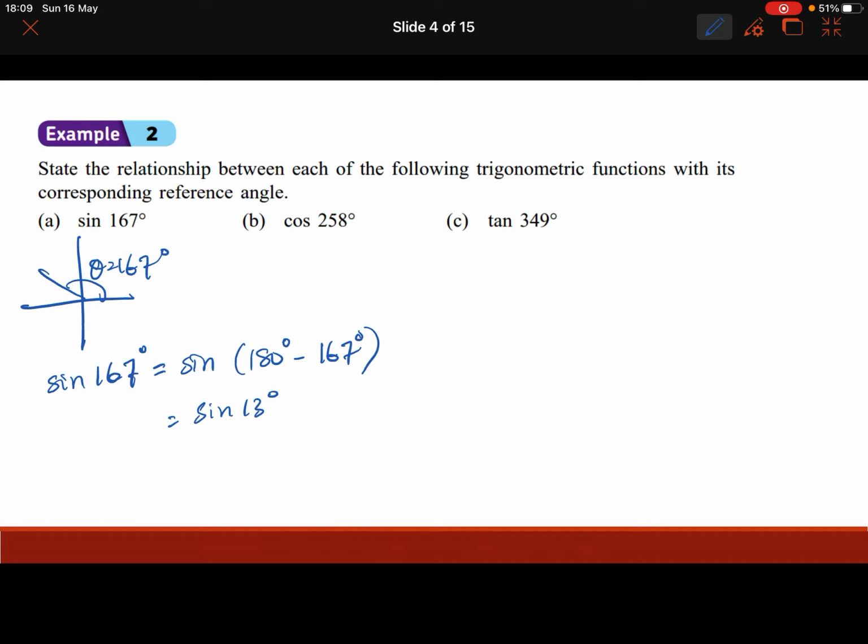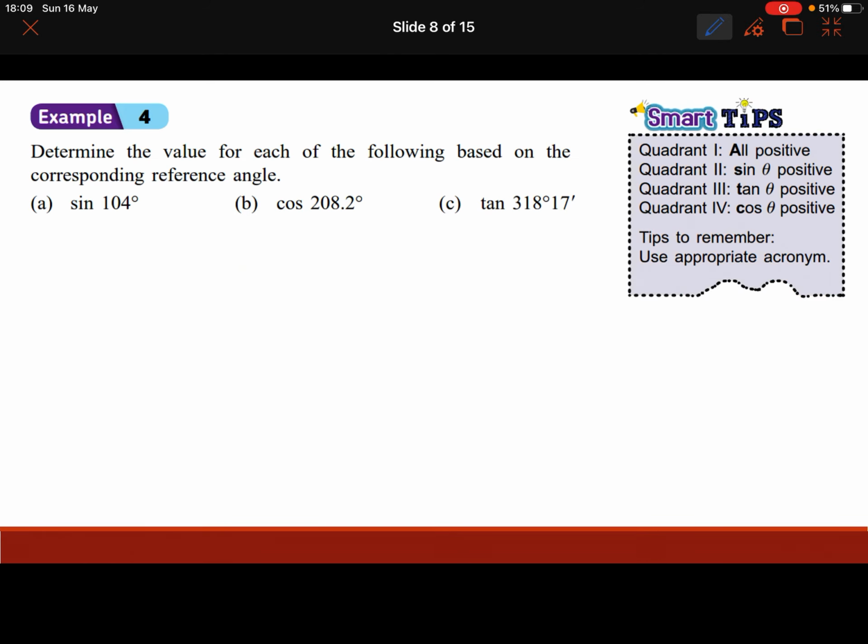Next, cos 258. 258 is located in the third quadrant. Okay, third quadrant. So cos. Basically, you need to know this formula. ASTC, add sugar to coffee. Okay, what formula is this? It is actually an acronym. If I'm not mistaken, I have it somewhere here.